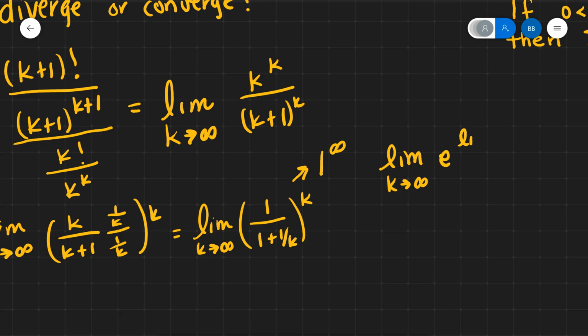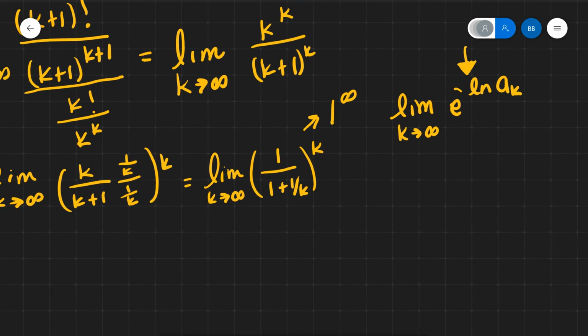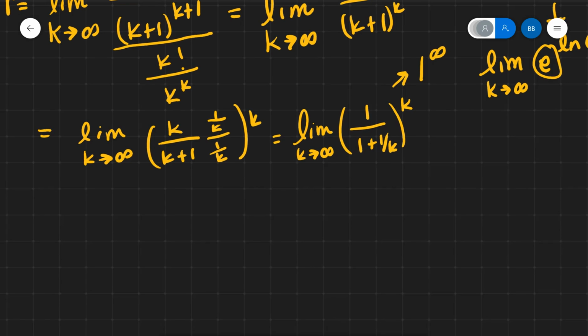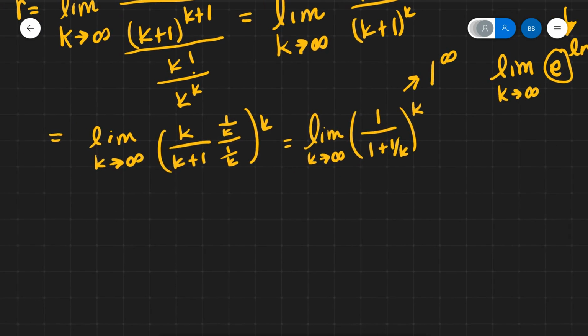of e to the ln of our original a sub k. This is a trick that we went over when we talked about L'Hopital's rule when it was first introduced. We're going to apply it in this problem. When using this trick, we essentially will ignore the e until the very end of the limit, at which point we will write the limit as the power of e. There we go, I said it correctly. So when we find our limit, we'll write it as the power of e.